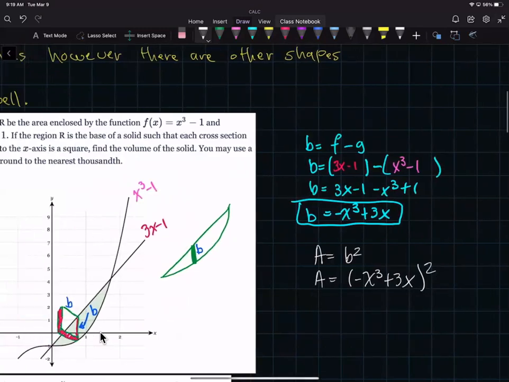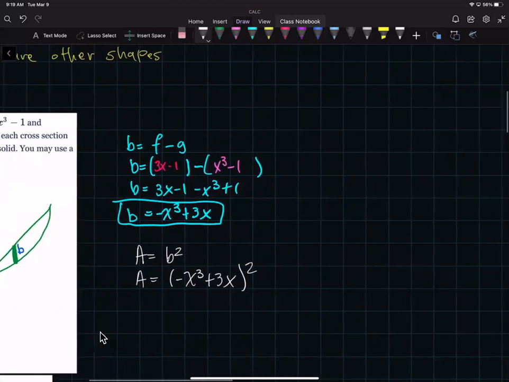Is there anyone who has any questions so far as how I found the area of the sample square? All I did was find b, which is basically the top function minus the bottom function. That's going to be the length, and then I squared it.